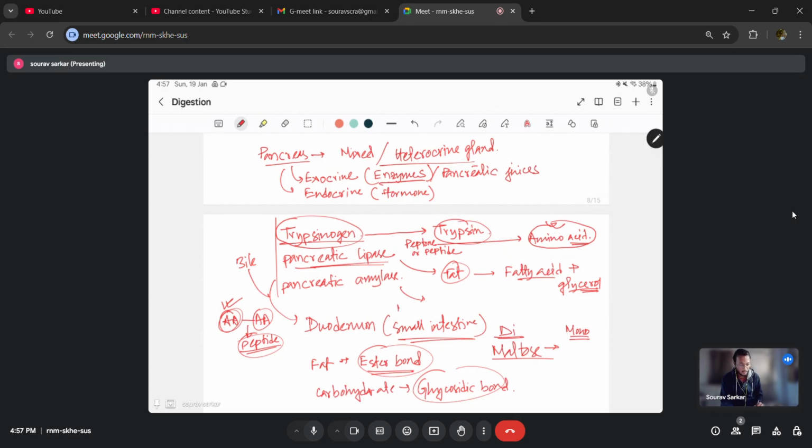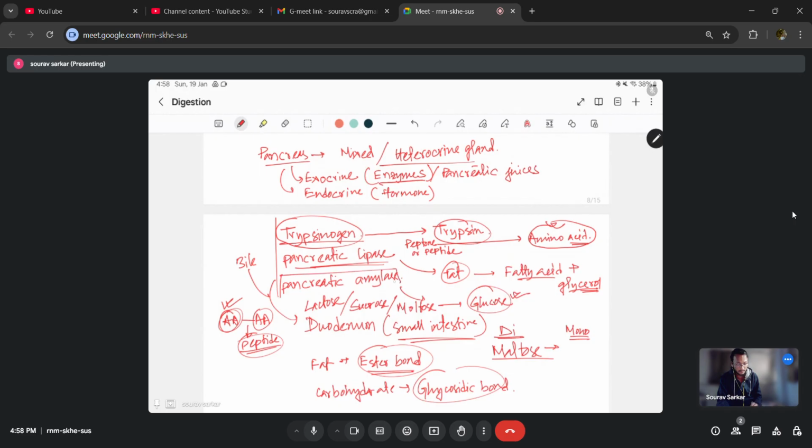So the maltose, or you can say sucrose, or lactose, they will be broken down, mostly converted to glucose, okay, and then the body will absorb it. The end product will be glucose. So these are the things.